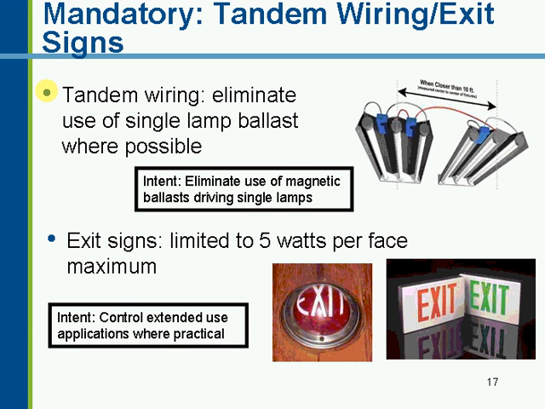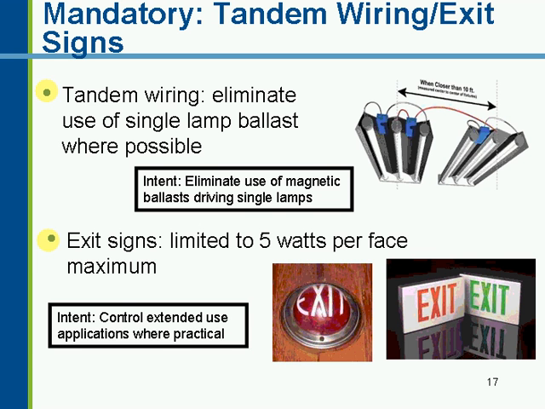So if you have an application with 3 lamp fixtures, the code wants to make sure that you're taking the odd lamps and driving both of them off of a single ballast, which is the tandem wiring requirement. Now, there are exemptions to this. If your fixtures are spaced far apart, more than 10 feet, you aren't required to comply with this. But if they are within 10 feet, you do need to wire them such that you do not have any magnetic ballast driving single lamps. Of course, if you're using high-frequency electronic ballast, this requirement doesn't apply. It's only for the magnetic products.